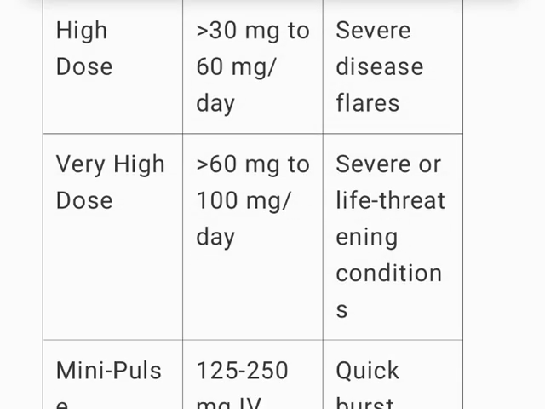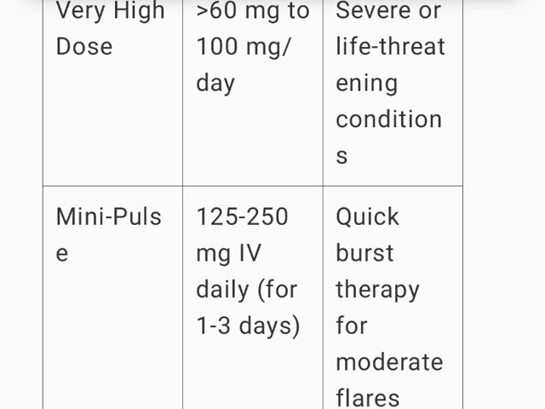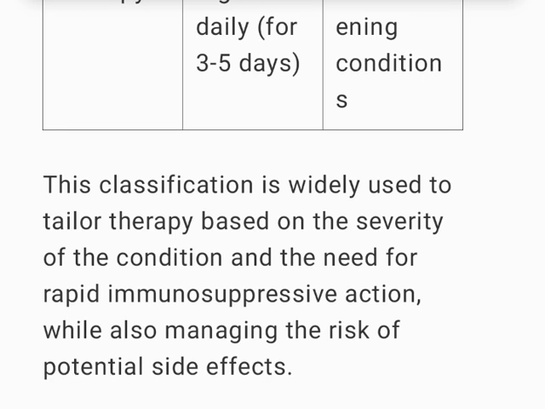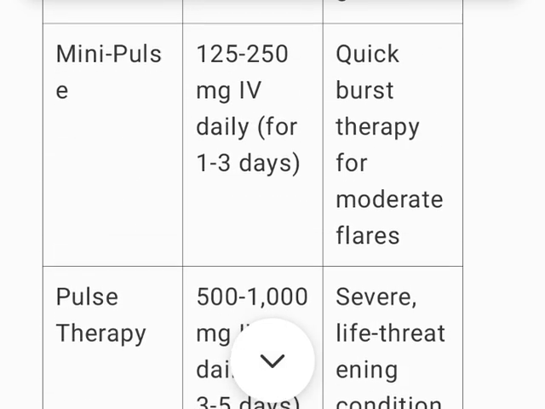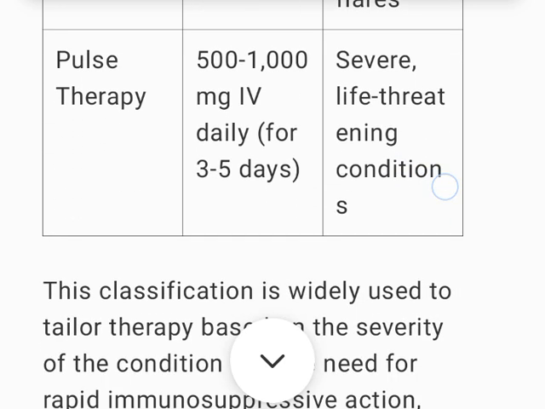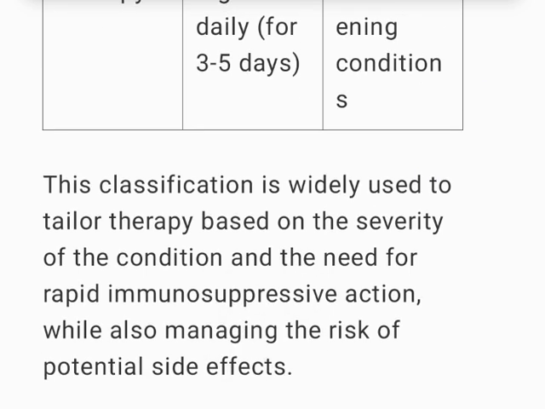High dose, 30 milligrams to 60 milligrams per day: severe disease flares. Very high dose, 60 milligrams to 100 milligrams per day: severe or life-threatening conditions. Mini pulse, 125 to 250 milligrams IV daily for 1 to 3 days: quick burst therapy for moderate flares. Pulse therapy, 500 to 1,000 milligrams IV daily for 3 to 5 days: severe life-threatening conditions. This classification is widely used to tailor therapy based on the severity of the condition and the need for rapid immunosuppressive action, while also managing the risk of potential side effects.